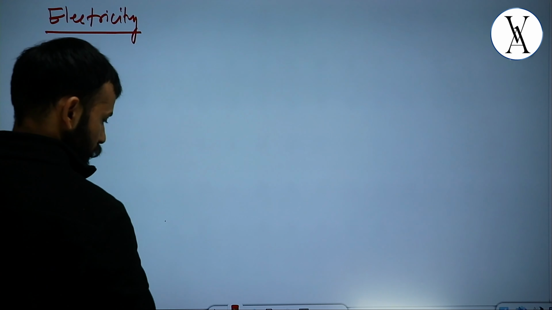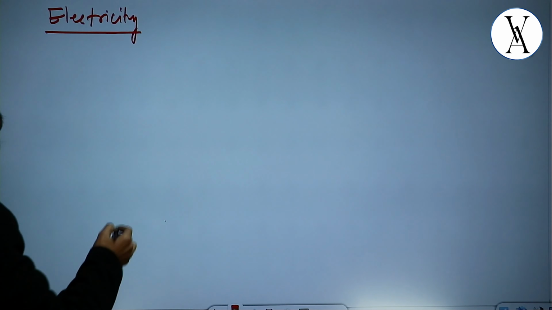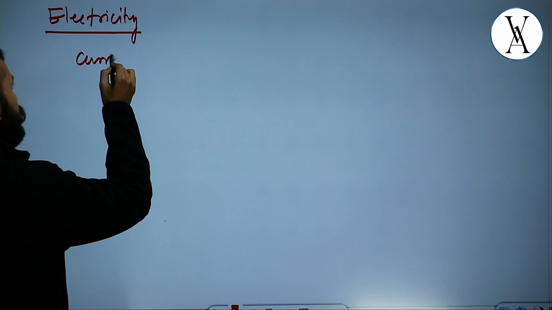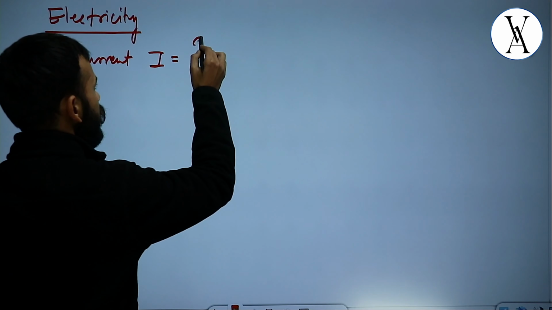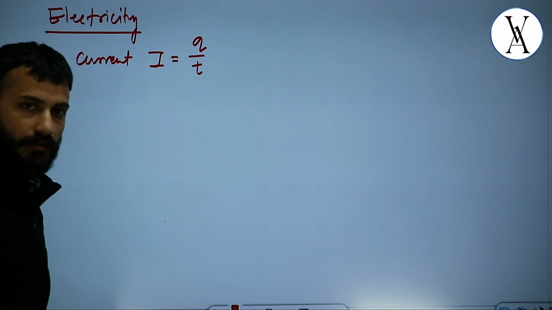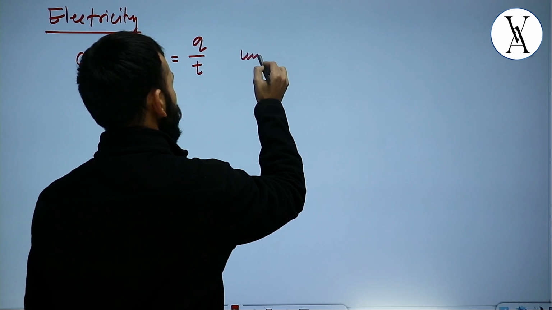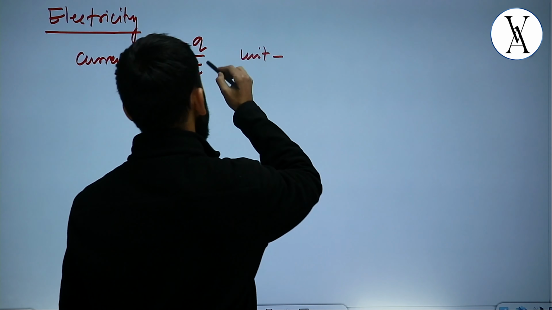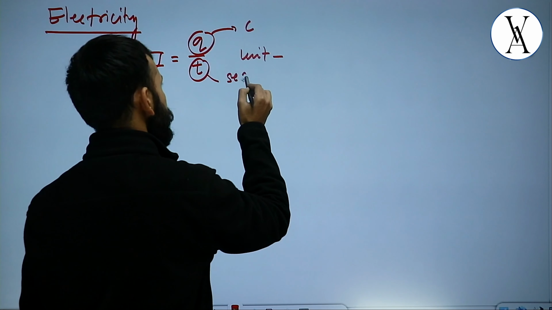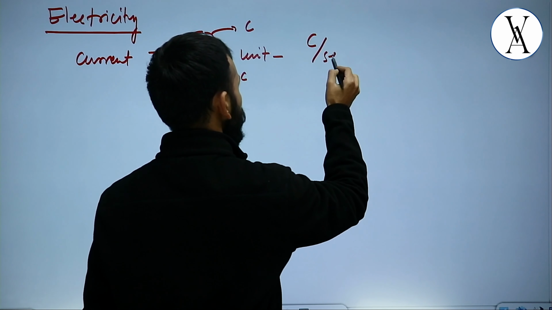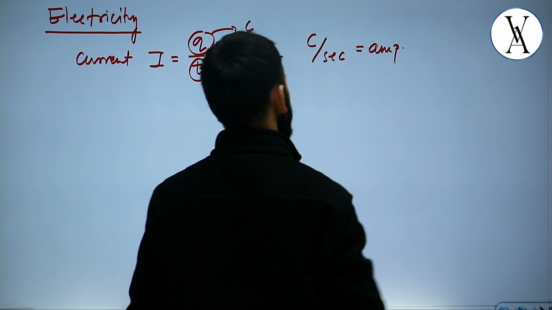In the electricity chapter, first of all, we talk about current. What is current? Current is the rate of flow of charge. What is the unit of current? The charge unit is coulomb and the time unit is second, so coulomb per second is the unit of current, and it can be written as ampere.